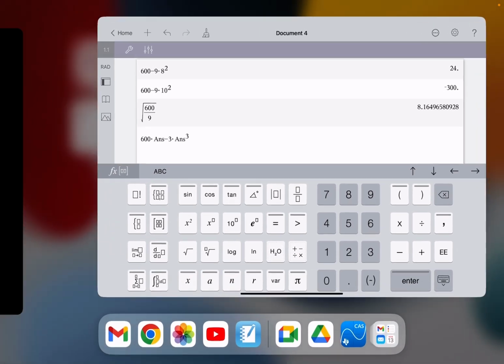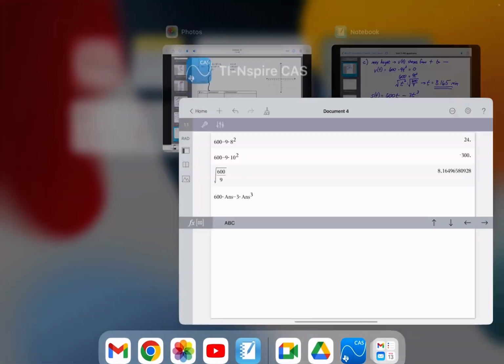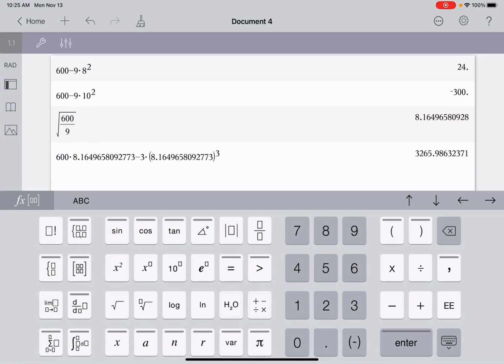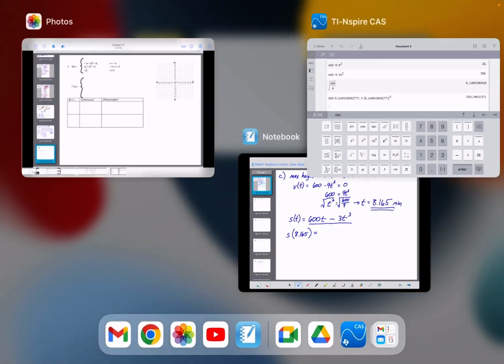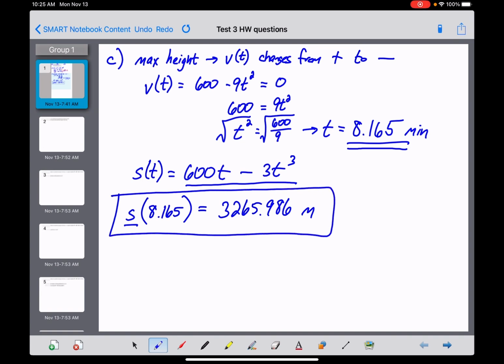Let me double check that. 600t minus 3t cubed. Yeah, that's what it should be, and our answer here looks like the max height of our helicopter is going to be 3265.986, and since we're measuring a distance or a height here, everything was going to be in meters, and that is the answer then to part C.